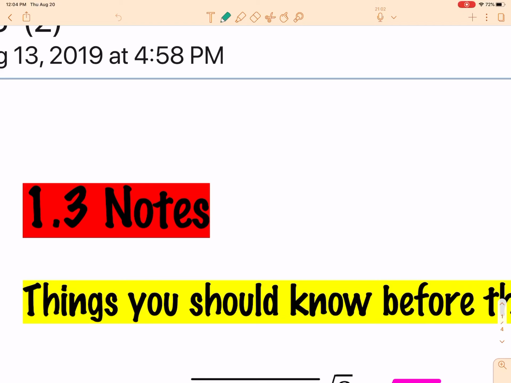Hi guys, welcome to section 1.3. What we're going to do with this section is split it up into two different recordings. So this is the first one.